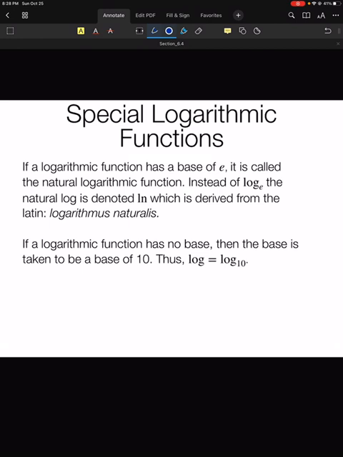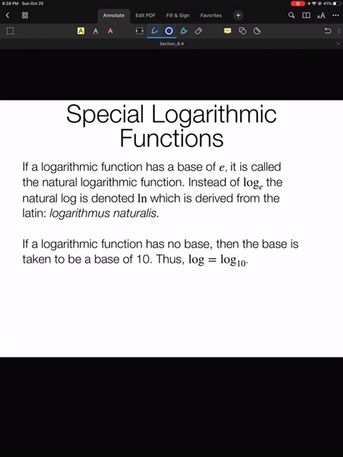Okay, if I have log base e, it's called the natural logarithmic function, the natural logarithm. So instead of writing log base e, we usually denote the natural log as ln, and that's derived from the Latin logarithmus naturalis. So that's some history there for you, or language.